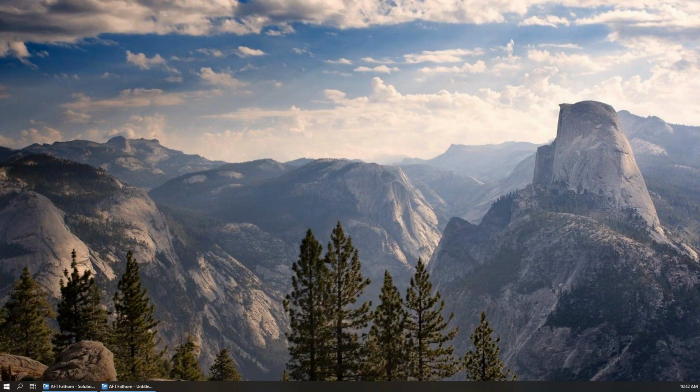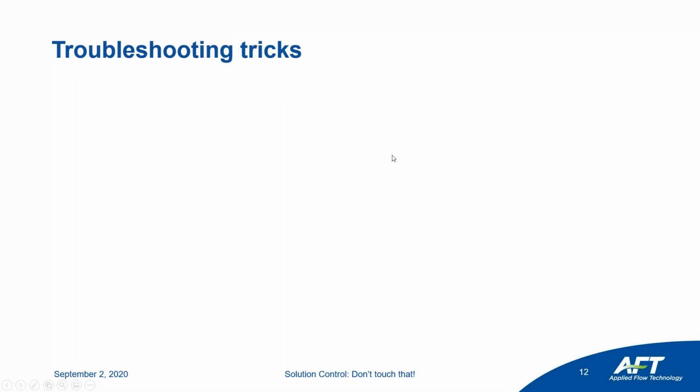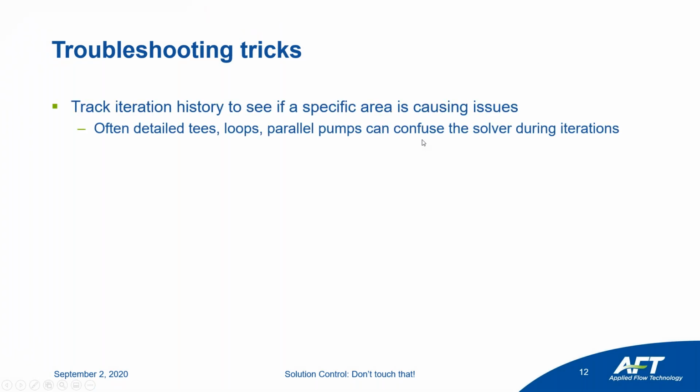So now let's take a look at some troubleshooting tricks. We've touched on a few of them, the first being iteration history to see where a specific area is causing the solver trouble. Usually what we see in our support experience is detailed T's will cause some issues because, again, it's handling that branching flow. It adds more complexity. Loops, if you're doing a cooling water system, are kind of implying another boundary condition on the system, in that not only does all this flow come out, it all has to come back in. Parallel pumps, similar to detailed T's and branching flow, can also confuse the solver.